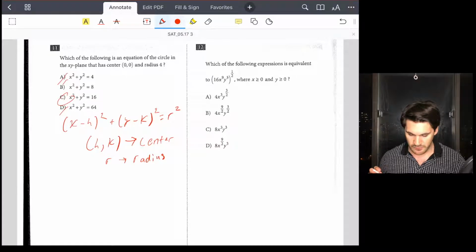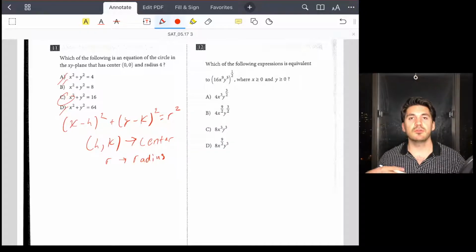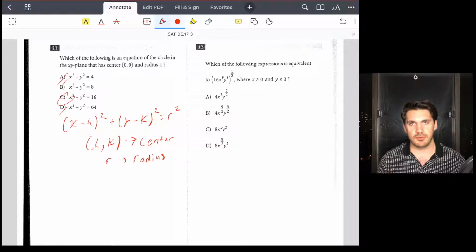Number 12, which of the following expressions is equivalent to 16x to the 9th, y to the 3rd, all raised to the 1/2? So when you raise a number to something like 1/2, that's the same thing as taking the square root of the numbers, and you'll actually raise the number to the exponent. So 16 to the 1/2 is like the square root of 16. If something is raised to the 1/3, it'll be the cubic root. The 1/4, the 4th root, so on and so forth.